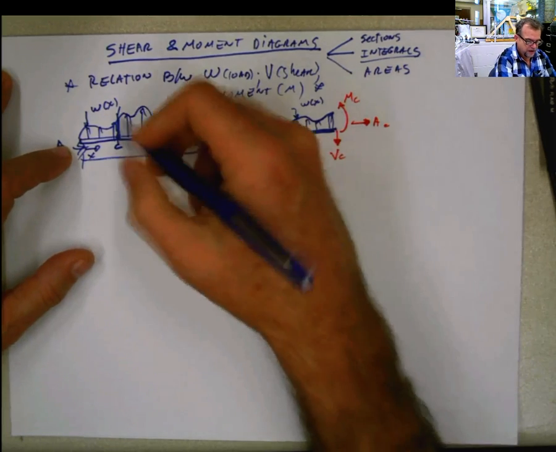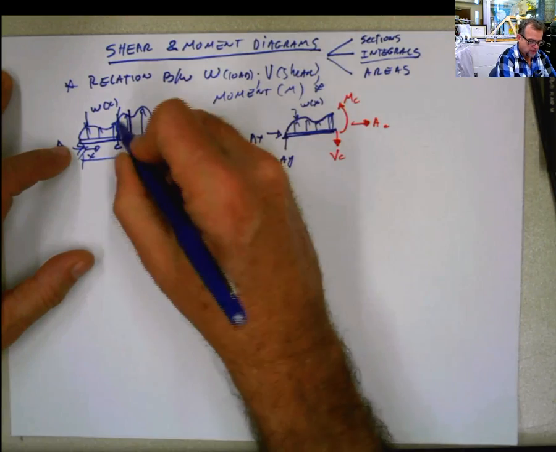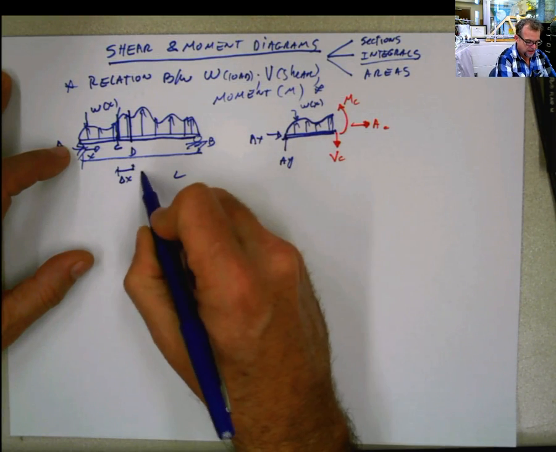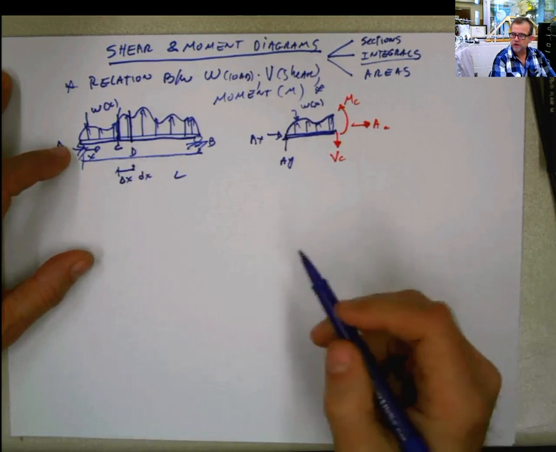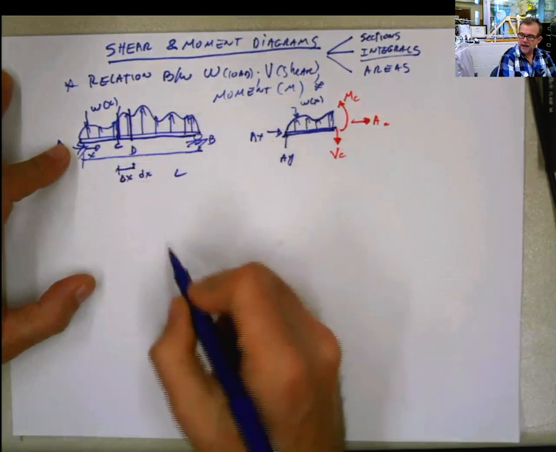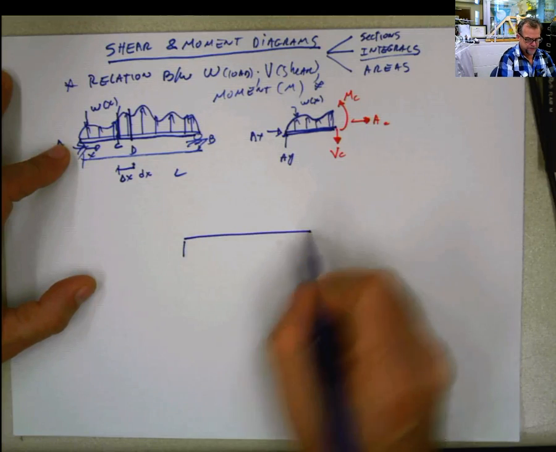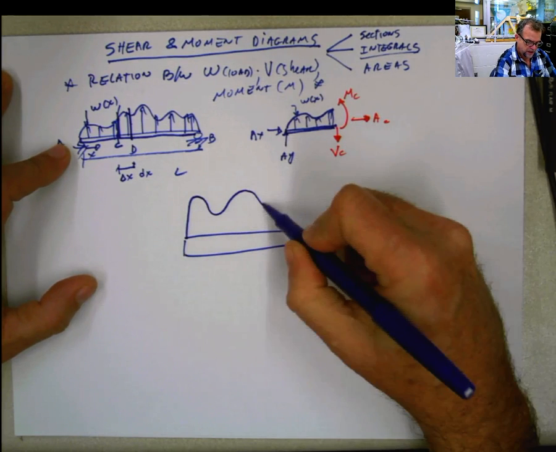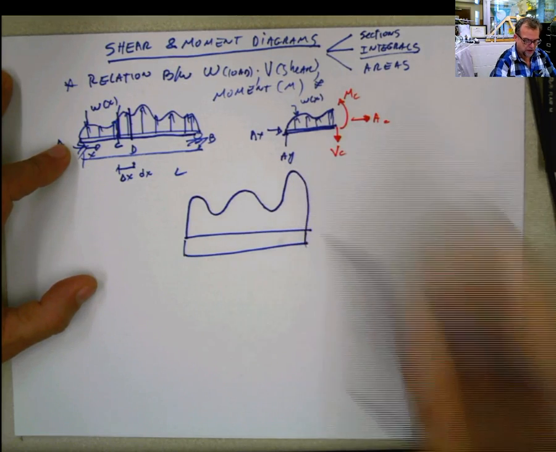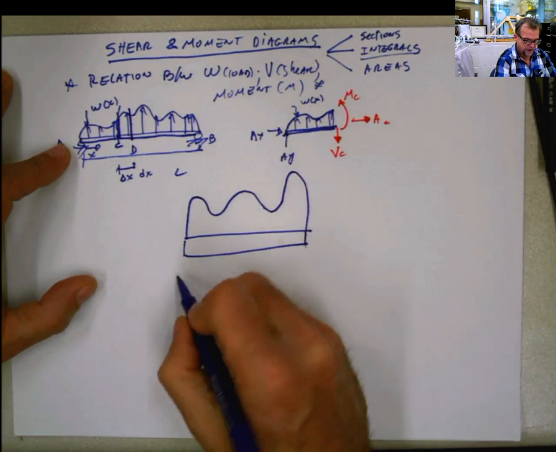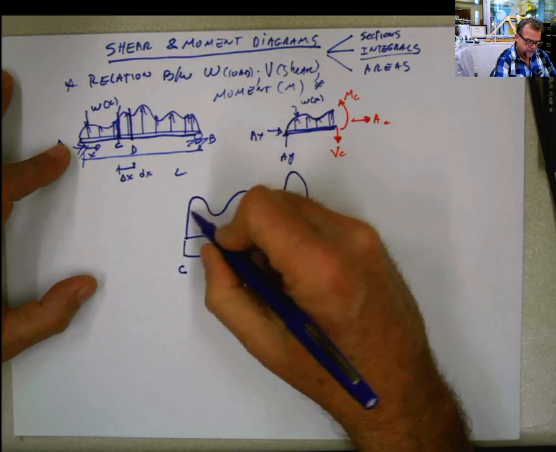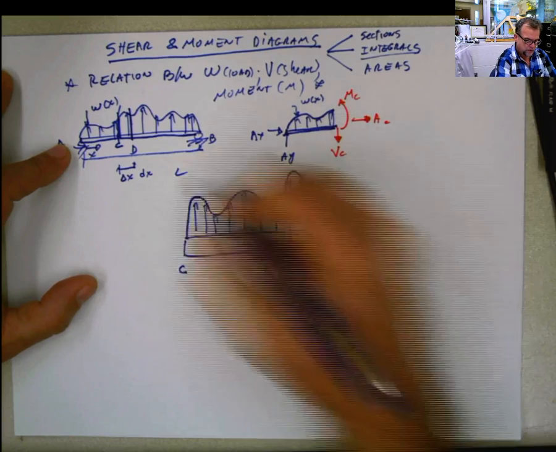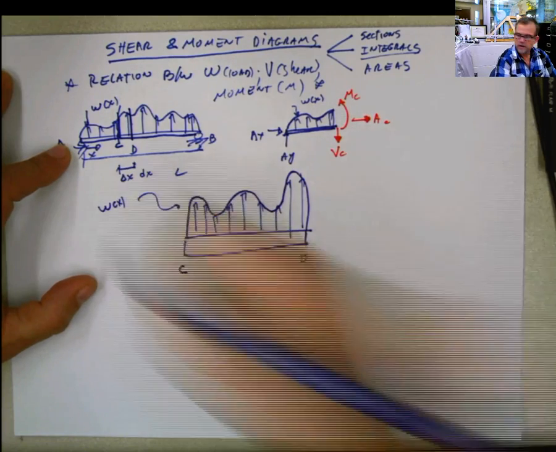Now, what happens if I extract a little portion of that beam, a very small distance, a delta x? I'm going to make that detail bigger over here, just for simplicity. I'm going to put any type of loading here. This is the part of the beam, this is the point C, this is the point D, and this is my distributed load, which is w. It's defined as w, the function w.